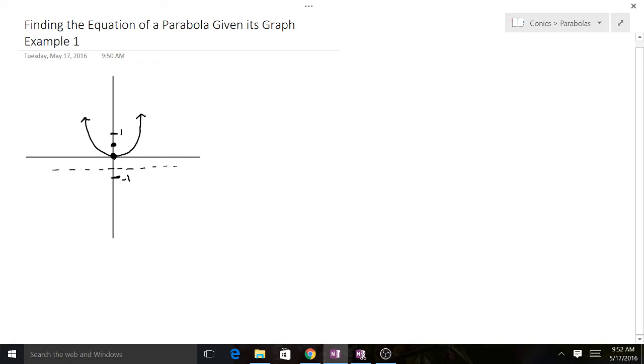Hey guys, so today we're going to find the equation of a parabola given its graph, and this is our first example. It's going to be a basic one, so let's see what we can do here.